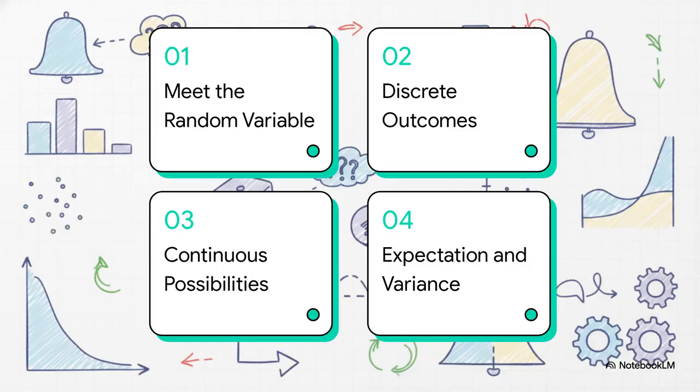So here is our roadmap for getting there. First, we'll meet the random variable. Second, we'll look at discrete probability. Those are the countable outcomes. Third, continuous probability, or the infinite possibilities. And finally, we'll bring it all together with expectation and variance.